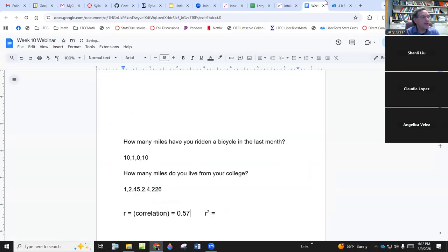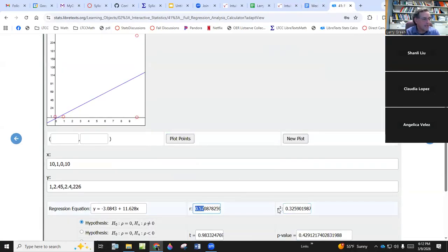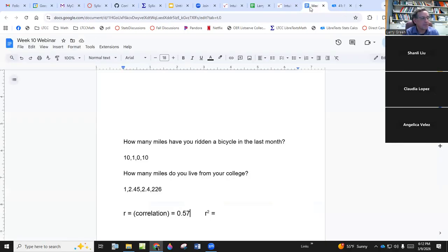We have R squared, which is the square of R. And you could do it without a calculator, but might as well do it with it. I'm going to go two decimal places, which is usually best. And that is 0.33 rounded to two decimal places. Any questions at all on using the calculator? Any questions?